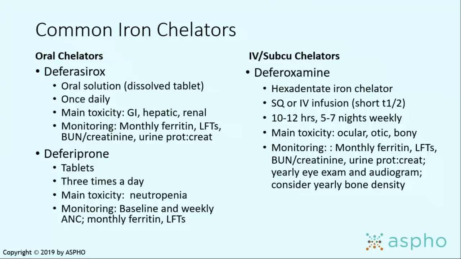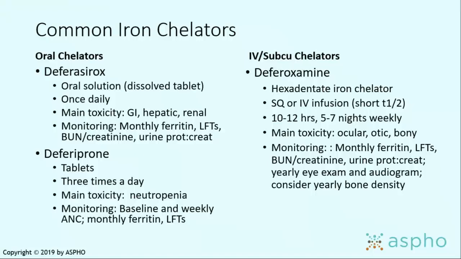So there are a few iron chelators we can choose from. There used to be just one, so the fact that we have three is pretty amazing. There are two oral iron chelators. Deferasirox is an oral solution taken once daily. Its main toxicity tends to be GI upset and hepatic transaminitis. I've had one or two patients who haven't been able to tolerate it because it makes their LFTs go up. We have to monitor it monthly. It's been a pretty good oral chelator.